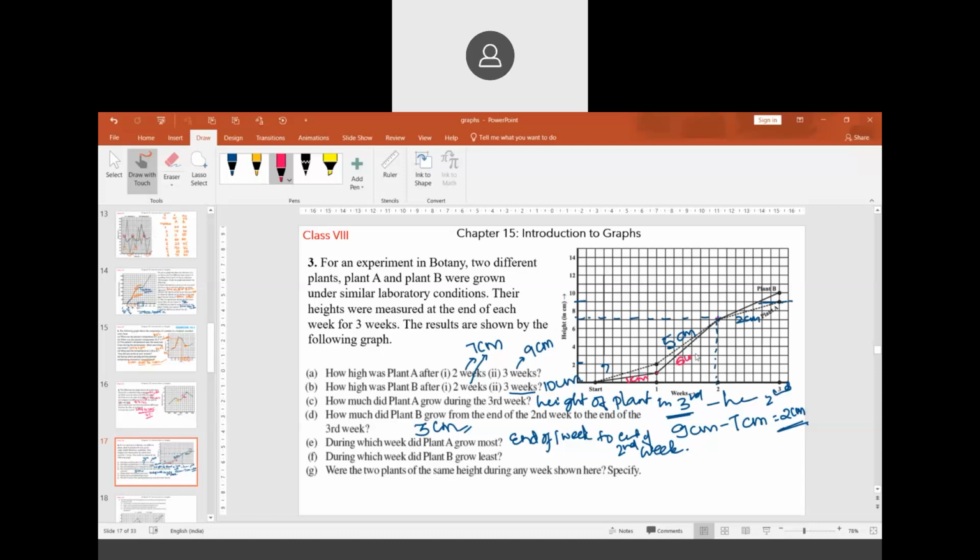6 centimeters maximum. From here to here, if you observe, it is 3 centimeters. So the least is the starting 1 centimeter, 1 centimeter in the first week.